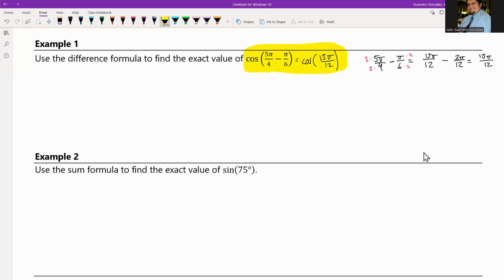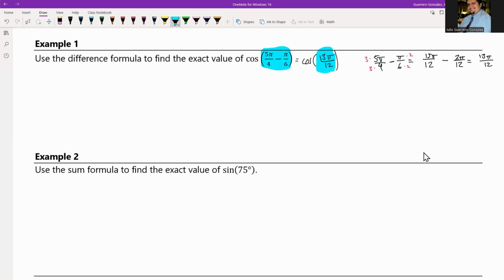Now, I do want to point this out. You guys ready for this? 13 pi over 12 is not on the unit circle. We have no information for it. But these two angles, 5 pi over 4 and pi over 6, are on the unit circle. So notice what's happening: we can construct cosines, sines, and tangents of angles that are not on the unit circle with stuff that is on the unit circle. Expanding that a little farther, we can find information for unknown angles if we have information for known angles.